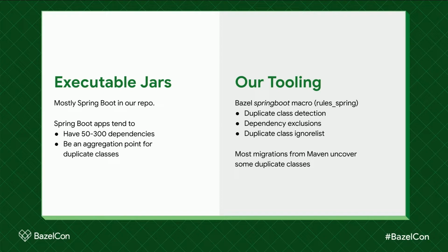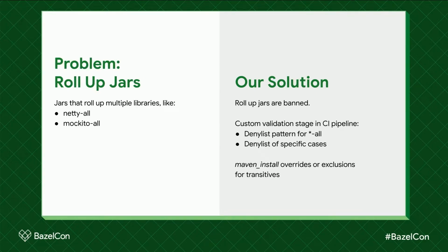And we happen to be the authors of Rule Spring, which has this rule in it. And so we added the duplicate class enforcement in this rule. So if you use the Spring Boot rule, make sure you turn this on because it's not on by default. But what this feature does is at packaging time, it will detect if there are more than one copy of the same class within the executable jar. And then once we have the detection, then we have to remediate.